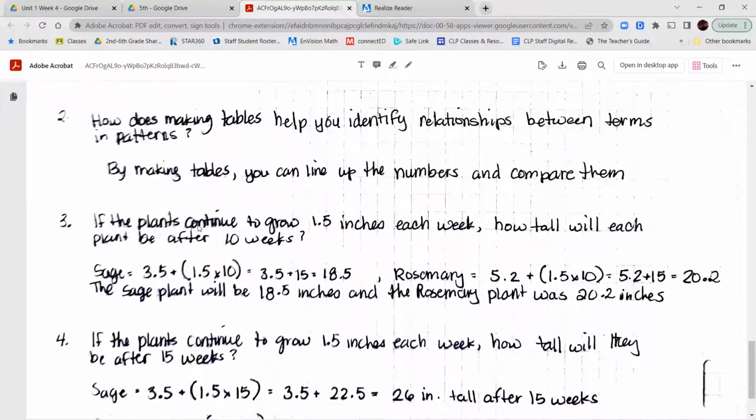For number 2, how does making tables help you identify relationships between terms and patterns? By making a table, you can line up the numbers and compare them much more easily because you can put them side by side and you can figure out the difference between them and identify the pattern that you see.